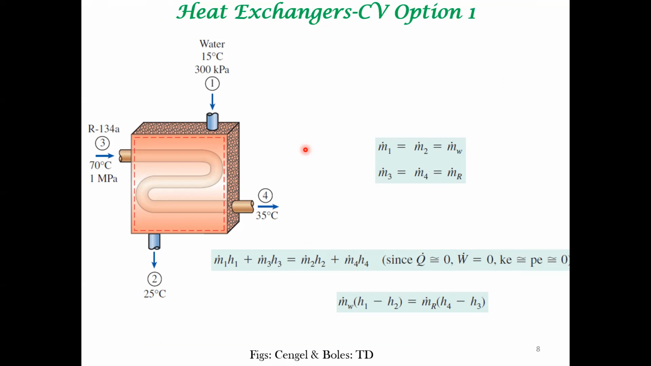So here we want to bring out a particular point on how to choose different control volumes for the same application, and depending on your choice of control volume, different information is obtained, right? So here what do we see? You have water, and then there is a refrigerant. This refrigerant is cooled from 70 degrees centigrade to 35 degrees centigrade. That amount of heat lost is taken up to heat water.